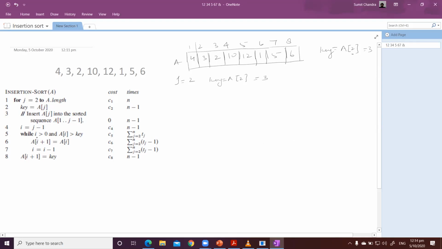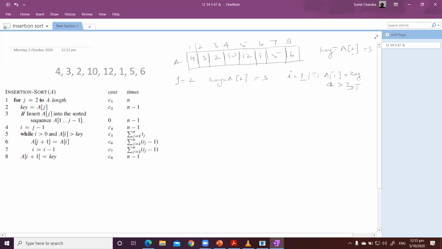Now see this while loop. i is equal to j minus 1, so i is equal to 1 now. We'll check whether i is greater than 0. So i is greater than 0, the condition is true. Second, we have to check whether a[i] is greater than key. So I check whether a1 is greater than key: 4 is greater than 3. So the condition is again true.